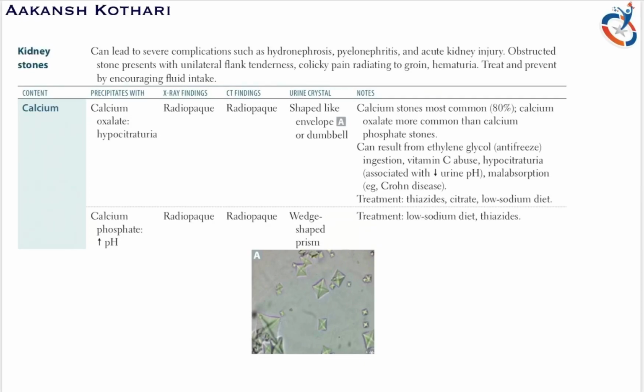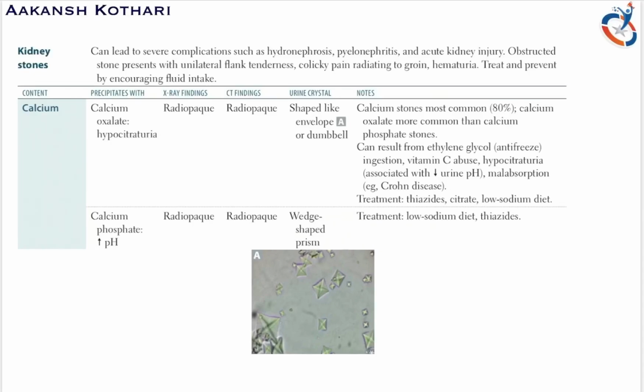So let's talk about the first type of stone and the most important type of stone, that is calcium stones. Calcium stones are precipitated because of excessive calcium oxalate and hypocitraturia. Okay, so first of all, remember that calcium stones occur when there is an increase in hypercalciuria. That means there is an increase in calcium levels in the urine, but it is nowhere relevant to say that calcium stones are due to hypercalcemia.